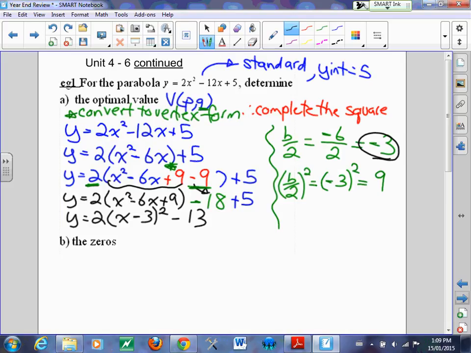So what's our vertex here, folks? Our vertex is 3 and -13. Okay. And the optimal value, we need to decide, folks, if this is a minimum or a maximum. Well, first of all, it's positive, so it opens up. So you're going to have a minimum of your q value, which is the second part, or the y value of your vertex. So it's going to be a minimum value of -13.